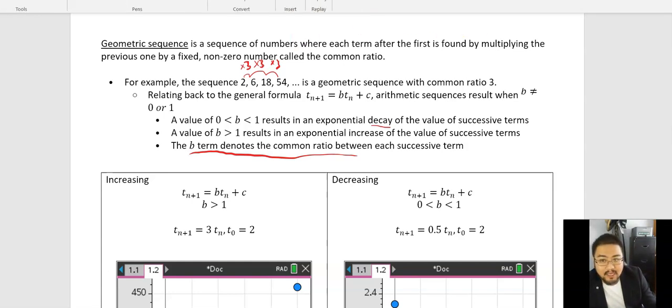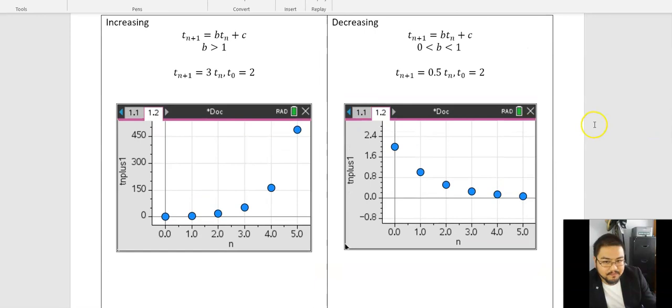I've given you an example here of the two types of sequences that you can see. If you have a value of b that's greater than 1, this increases in that particular shape. Geometric sequences have that curved-like shape. The starting value is 2, and each time I go to the next term, I'm going to multiply it by 3. You can see it jumps all the way, going from 2 to the 5th term would be around this point here. It's in the hundreds.